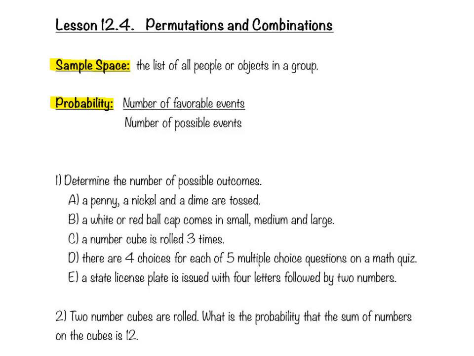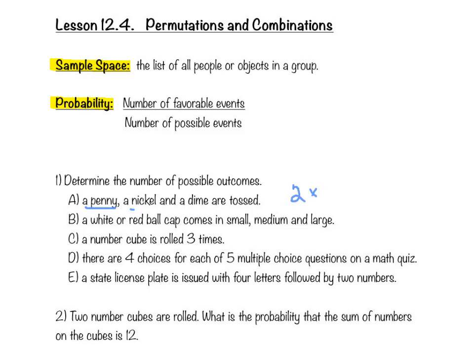Number 1. It says determine the number of possible outcomes. A penny, a nickel, and a dime are tossed. So let's first consider the penny. What are the possible outcomes when you toss a penny? How many outcomes are there? Well, it could be heads or it could be tails. So there are 2 possible outcomes.